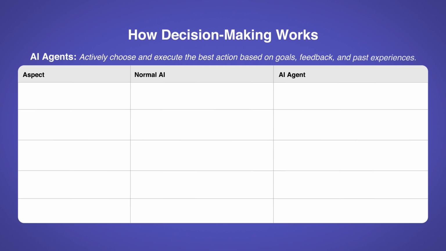Now, decision-making isn't something that regular AI would really do for you. It might make assumptions and give you information, but you still have to make the decision at the end of the day. AI agents, however, can make those decisions, and here's how. So AI agents actively choose and execute the best action based on goals, feedback, and past experiences. So they have different aspects like autonomy, decision strategy, risk assessment, feedback integration, goal optimizations.